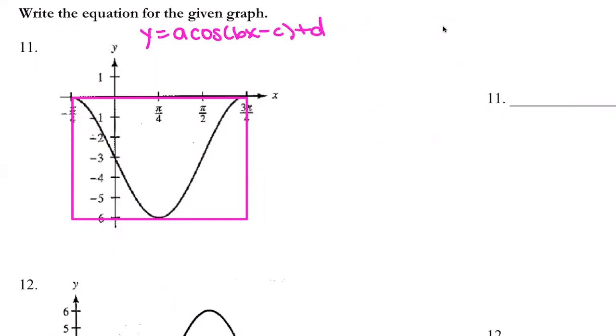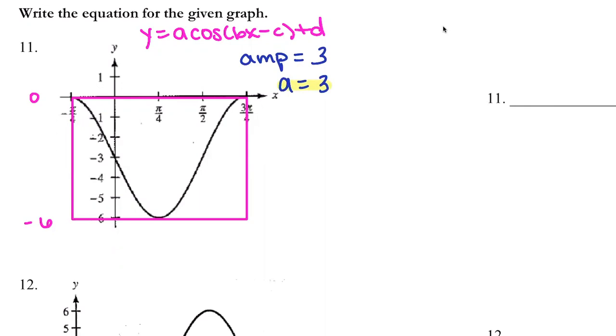So let's identify a. First of all, it looks like our frame stretches from -6 to 0. So our amplitude looks like it is 3. And it looks like our curve is a positive cosine, so a is 3.